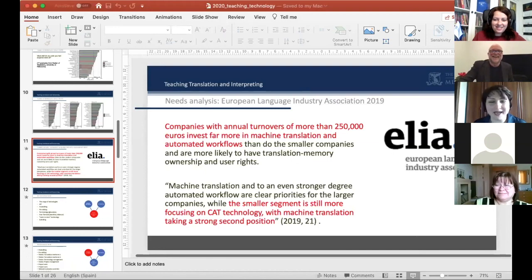All right, so I'll just go through quickly. This was the United Nations European Union one with the soft language skills at the top, no technology.